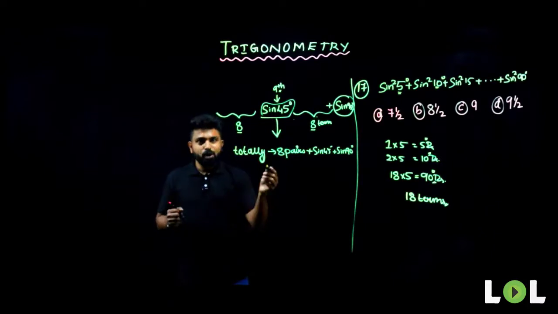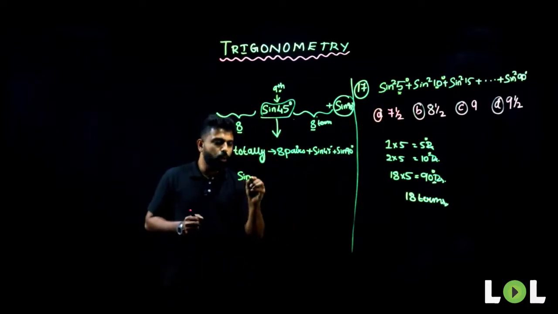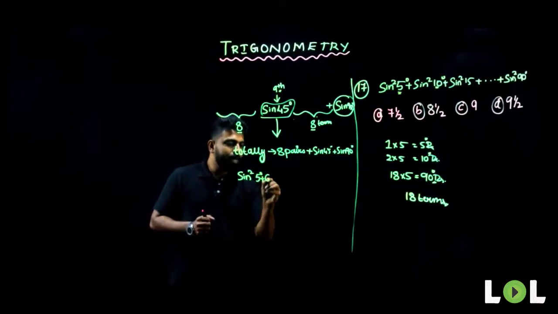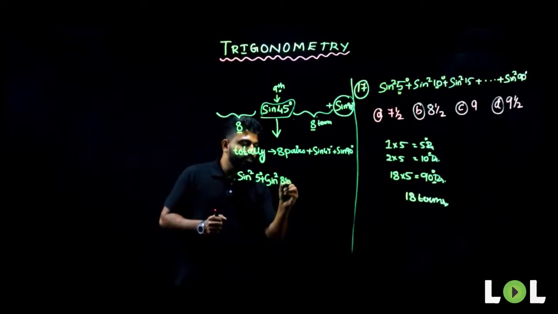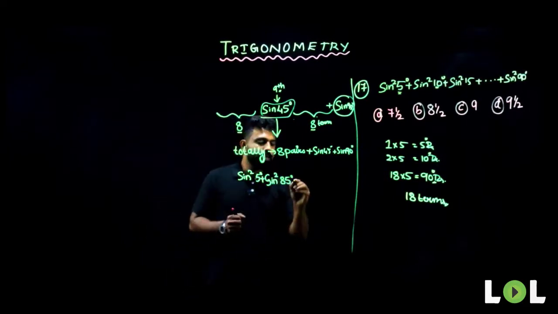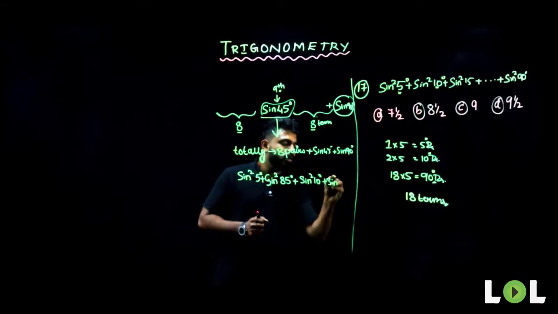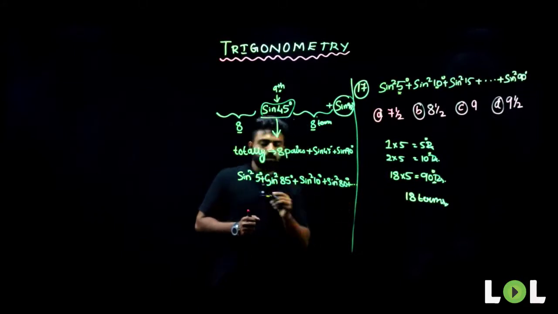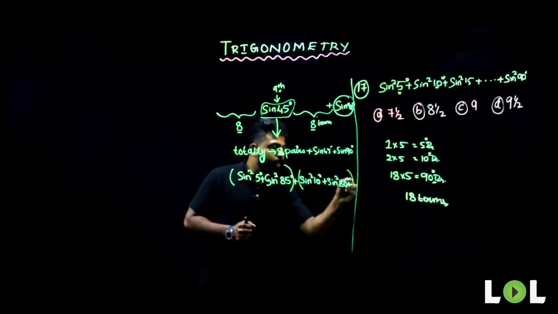Now, what will be the value of one pair? Let us quickly solve that. So what I have? Sine square 5 degrees. And what is the complementary for this? Plus sine square 85 degrees, because 85 and 5 are complementary, plus sine square 10 degrees plus sine square 80 degrees, and so on. So two terms here will form one pair.